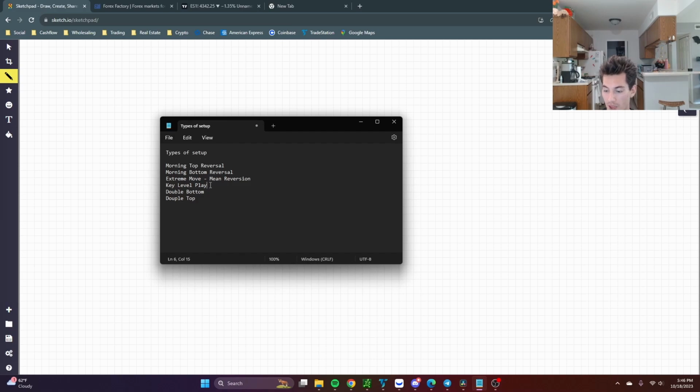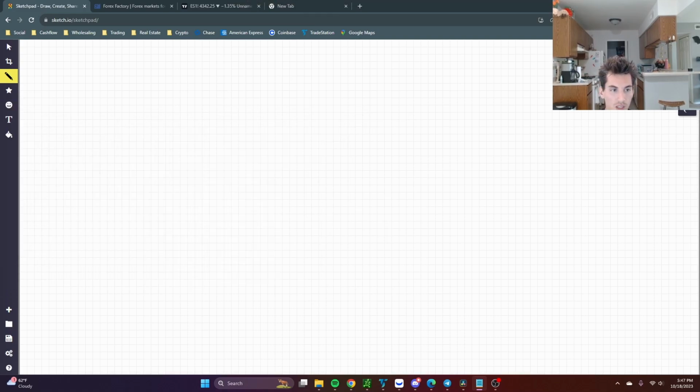So right off the bat, we basically have 3, or actually 4, main setup types. These are just flipped for bearish and bullish. So it's really 3 to 4 different kinds of setups that I actually like to trade. So let's get into what a morning top reversal looks like.